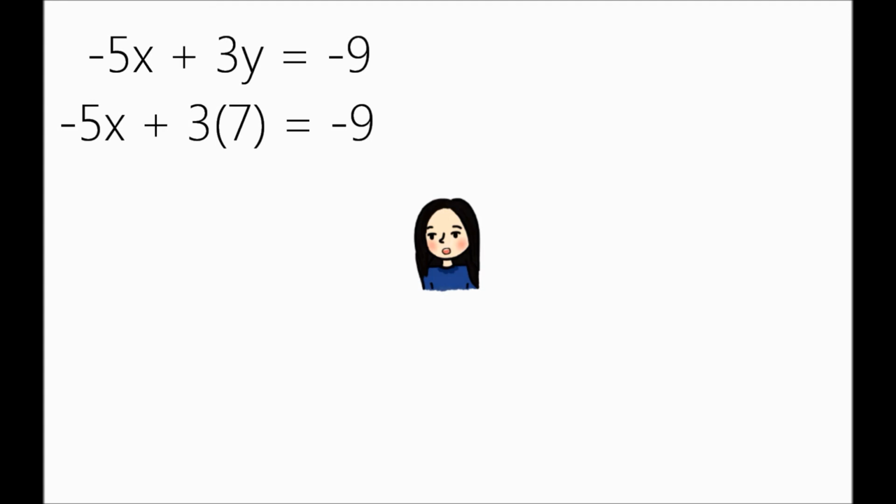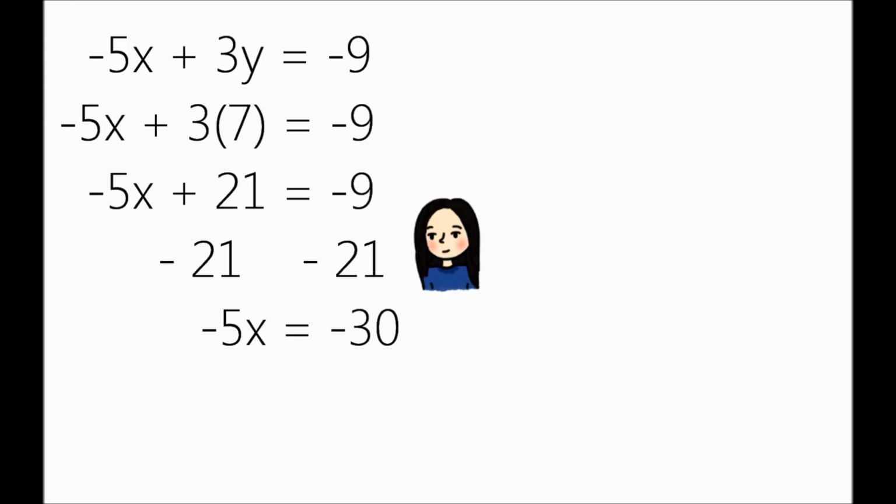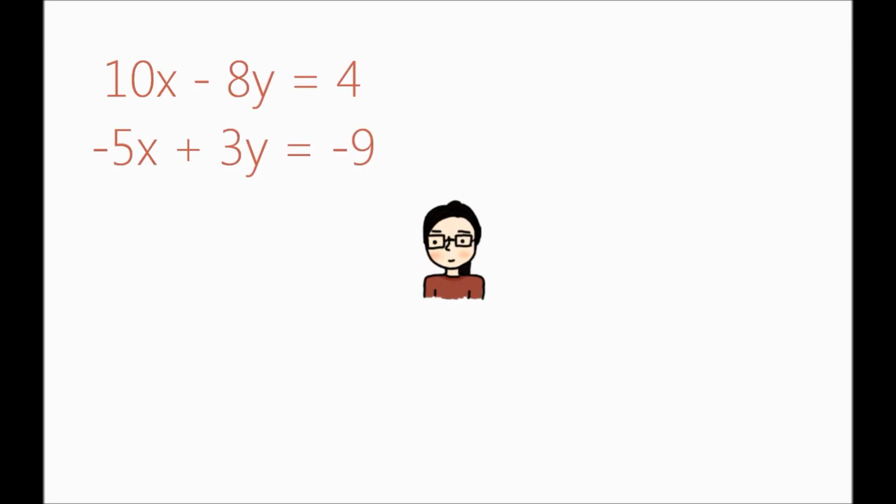Step 7. Using either of the original equations, substitute 7 for y. Let's use negative 5x plus 3y equals negative 9. Step 8. To isolate the variable x, subtract 21 from both sides. The resulting equation is negative 5x equals negative 30. Step 9. To solve for x, divide both sides of the equation by negative 5. x equals 6. And that's all there is to it. The answer to negative 5x plus 3y equals negative 9 and 10x minus 8y equals 4 is (6, 7).